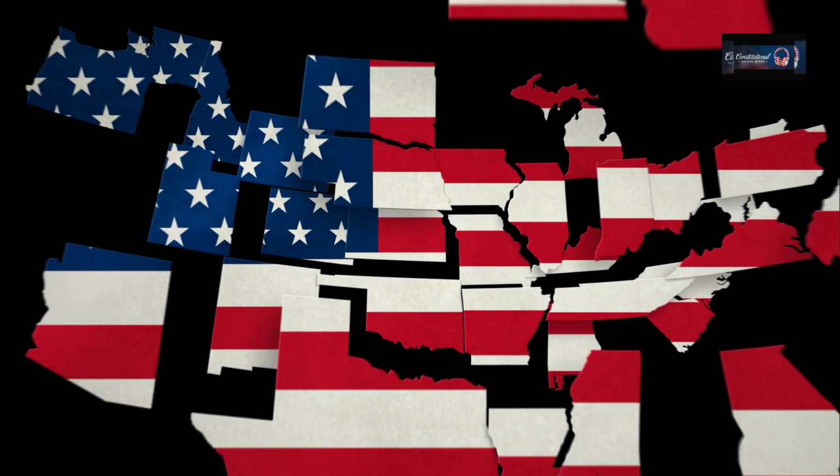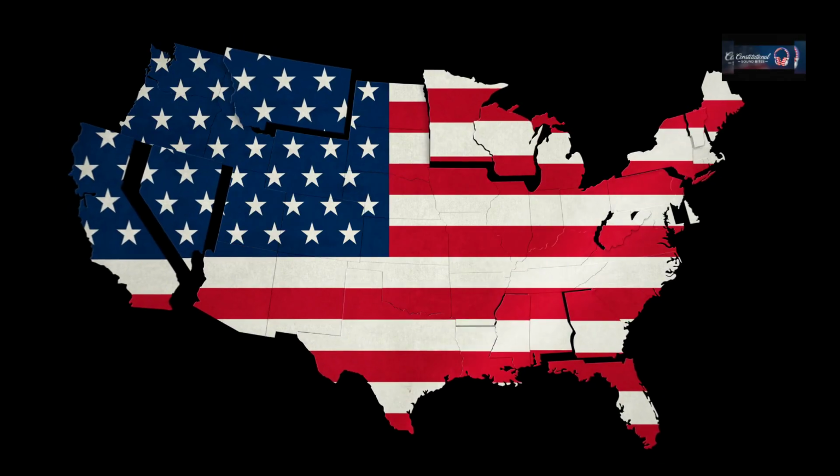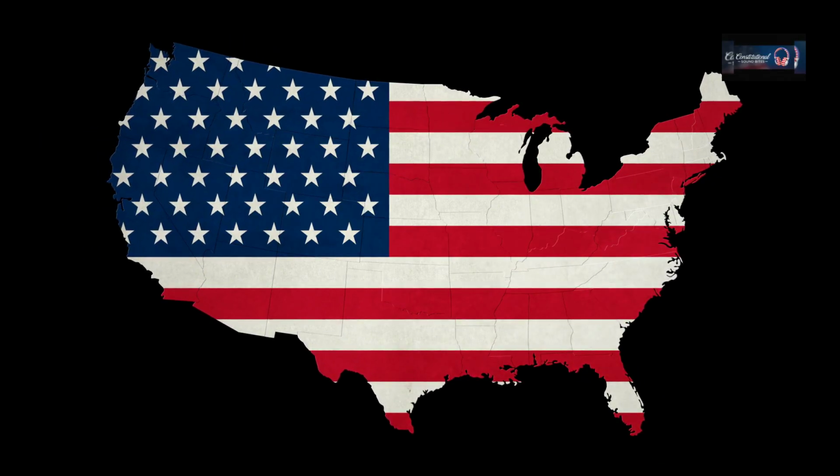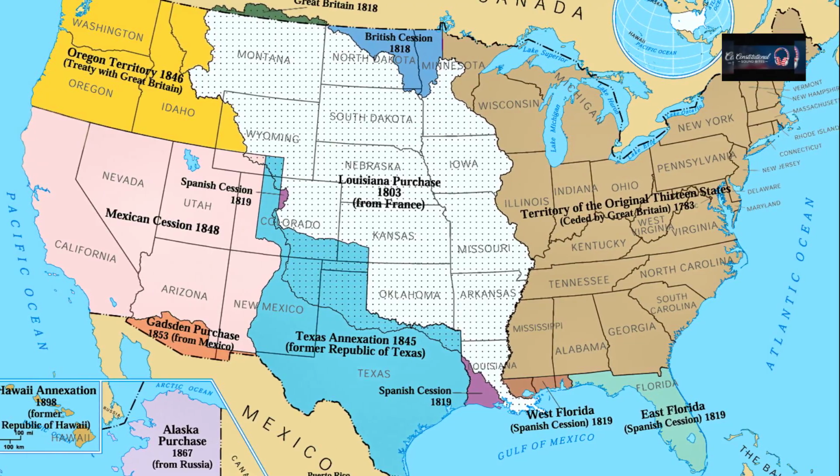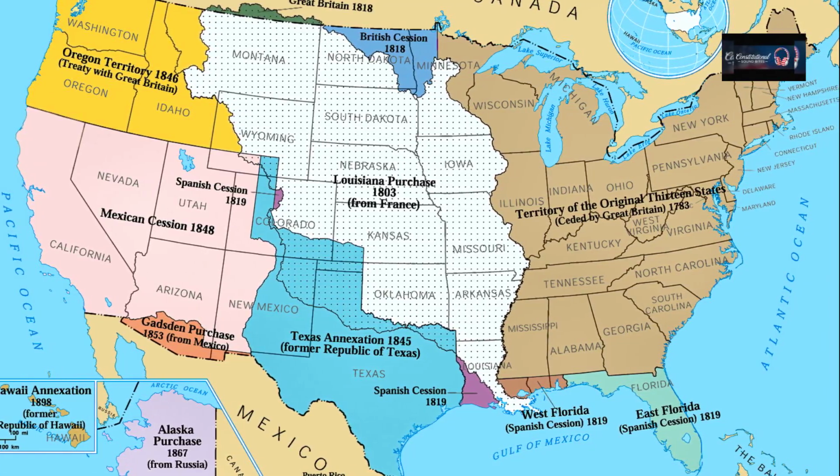After Rhode Island, the New States Clause became the process by which the country would grow to the current 50 states today. The New States Clause empowers Congress to admit new states as follows. New states may be admitted by the Congress into this union.